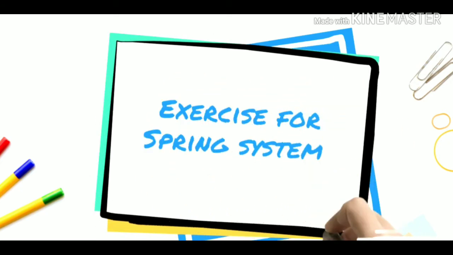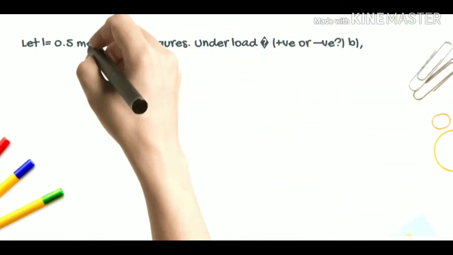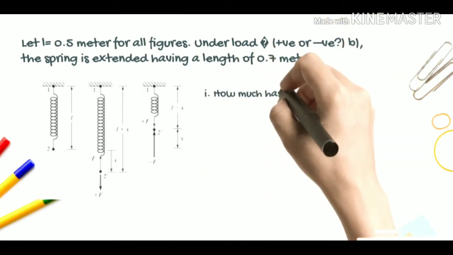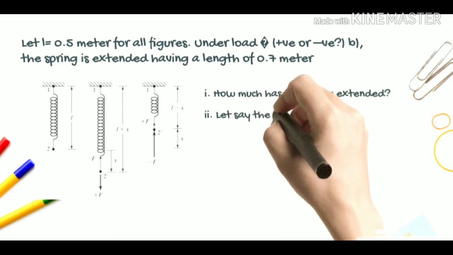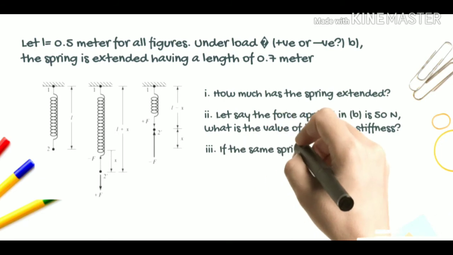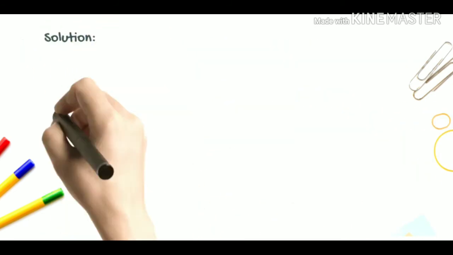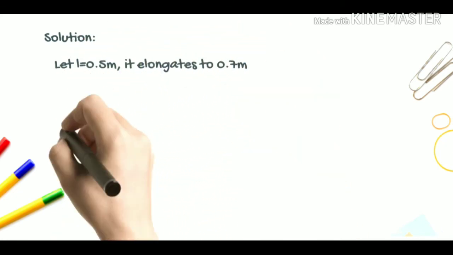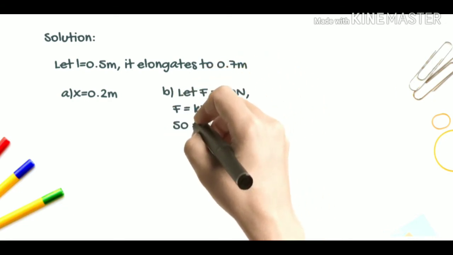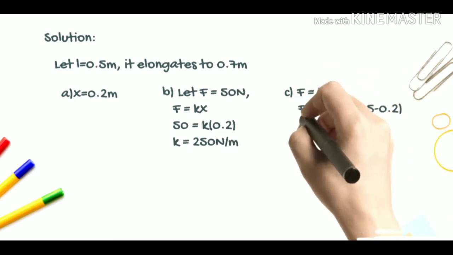Exercise for spring system. Let L equal 0.5 meter for all figures under load F. The spring is extended to a length of 0.7 meter. Determine the value of x, the value of K, and find the force needed to shorten the spring by 0.2 meters. The solution: x equals 0.2 meter. Next, by using F equals Kx, the value of K is 250 Newton per meter. Lastly, the answer for the shortened spring force is 75 Newton per meter.